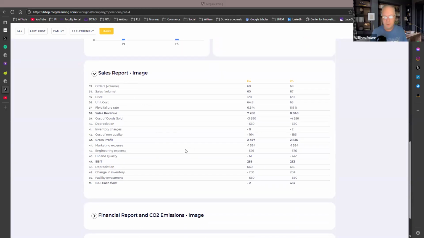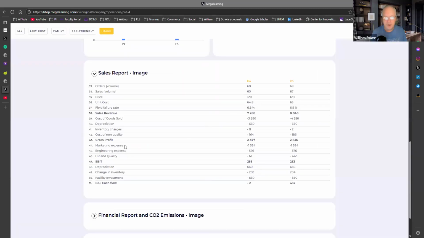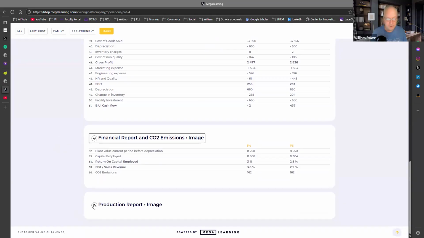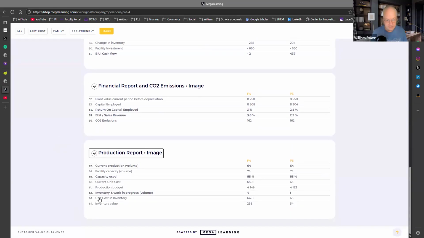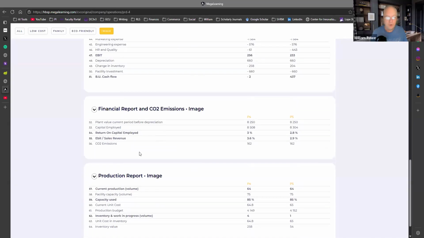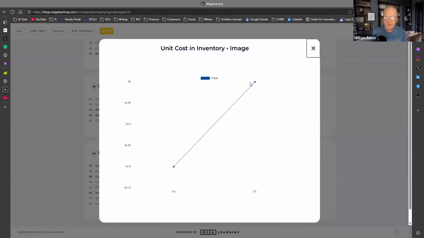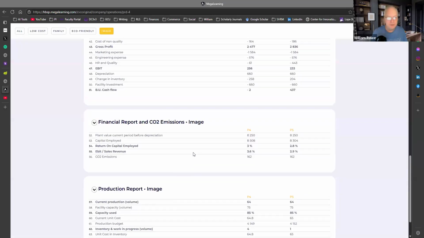So here's our sales report. Again, any line is clickable. I can see who made the gross profit, financial report and CO2, and then a production report. Current production volume, 64 here. Okay, now why doesn't this show me what my competitors are doing? And I'll show you, you do actually have access to your competitors' information, but just not on this page.